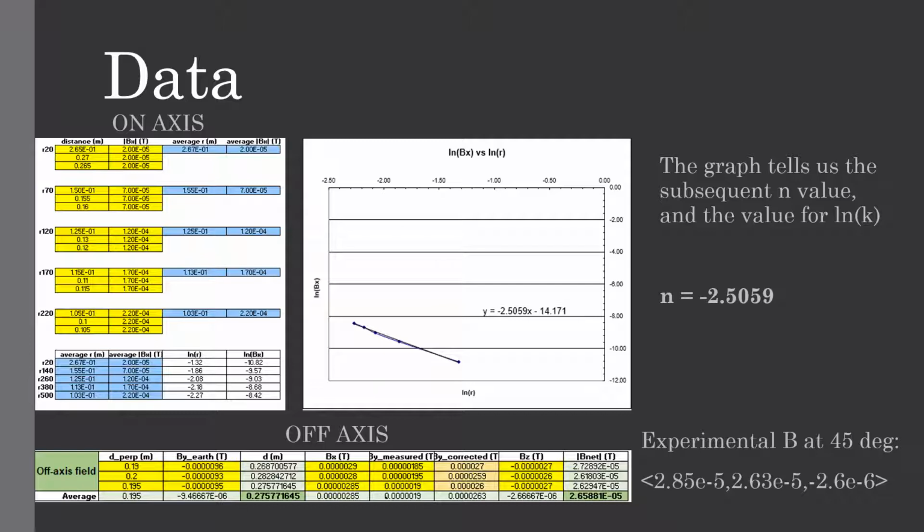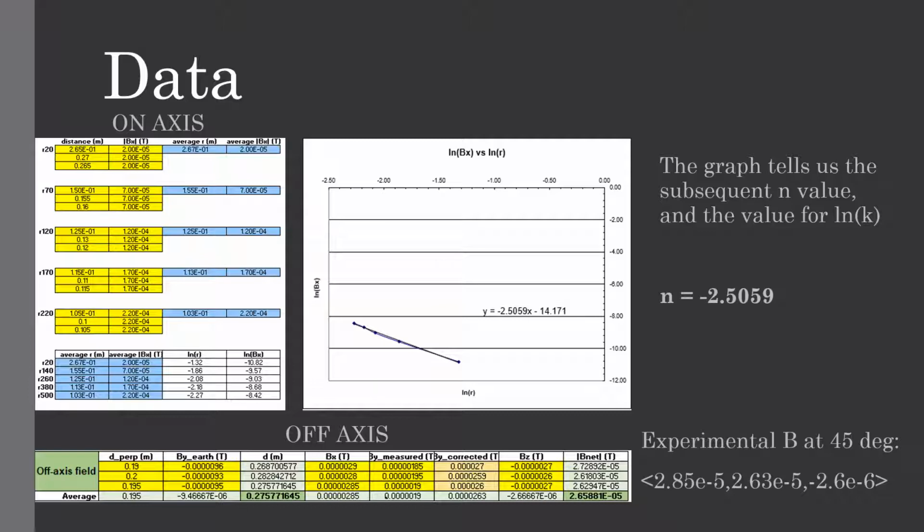Here is a spreadsheet for the data collected during the experiment. Listed in the spreadsheet is the average distance between the magnet and the chip reader for 5 different magnetic field magnitudes at an on-axis location. This data was then put into an ln(B) versus ln(r) line graph. The slope of the graph tells us the n value, which is negative 2.5059. The y-intercept of the graph tells us the value for ln(k).